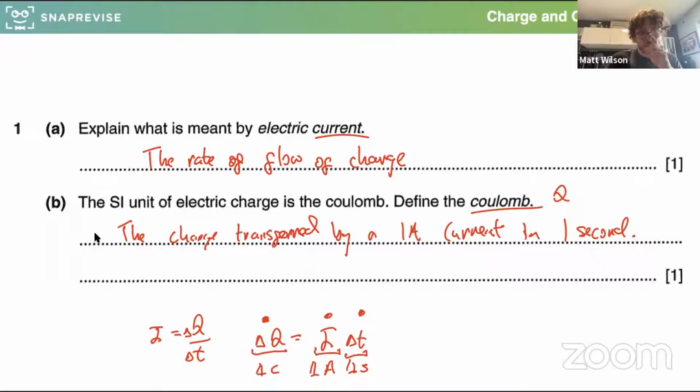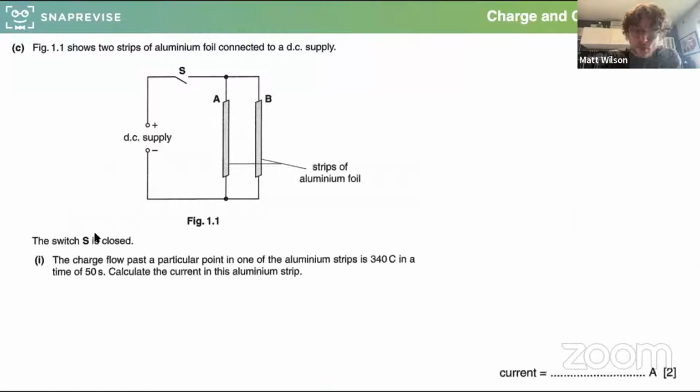So let's have a go at our next question. Figure 1.1 shows 2 strips of aluminium foil connected to a DC supply. Here's our DC supply. The switch S here is closed. Now we're told that the charge flow past a particular point in one of the aluminium strips is 340 coulombs in a time of 50 seconds, and we're asked to calculate the current in this strip.